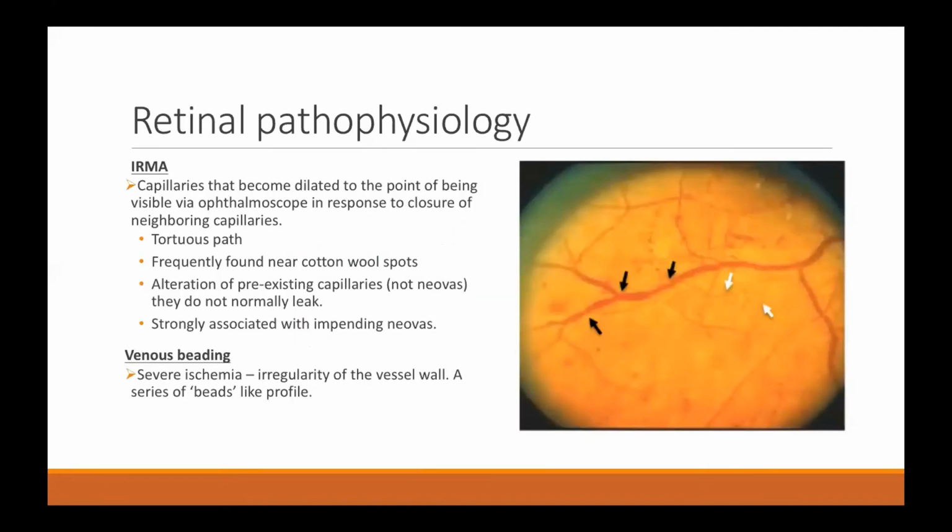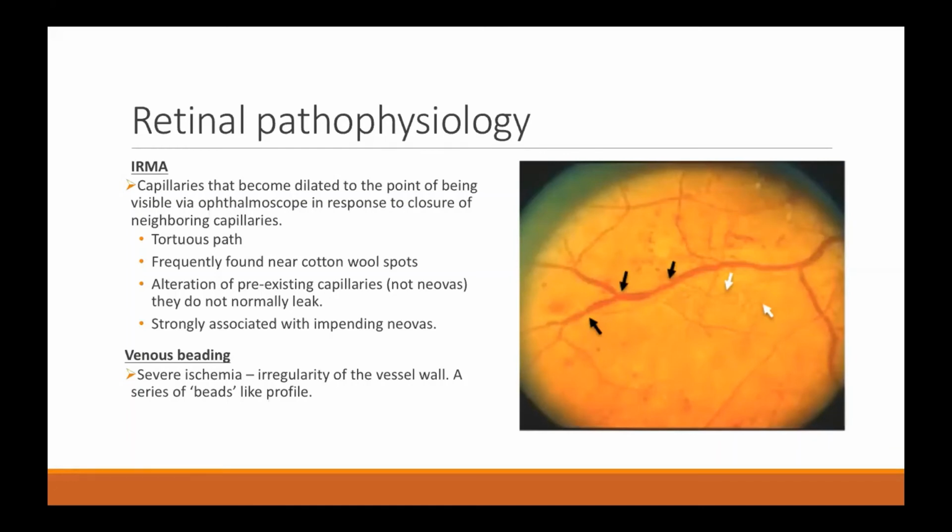The next one is intraretinal microvascular abnormalities, also known as IRMA. These are capillaries that become dilated to the point of being visible via the ophthalmoscope. Initially we said that these small capillaries are actually quite hard to see with an ophthalmoscope, but if you do see them, then this is IRMA. They follow a tortuous path, and they're frequently found near cotton wool spots. They're an alteration of pre-existing capillaries, so they're not new vessels, and they normally don't leak.